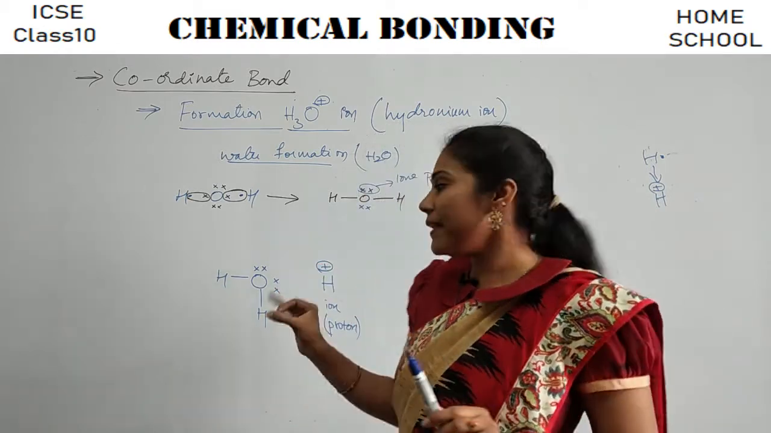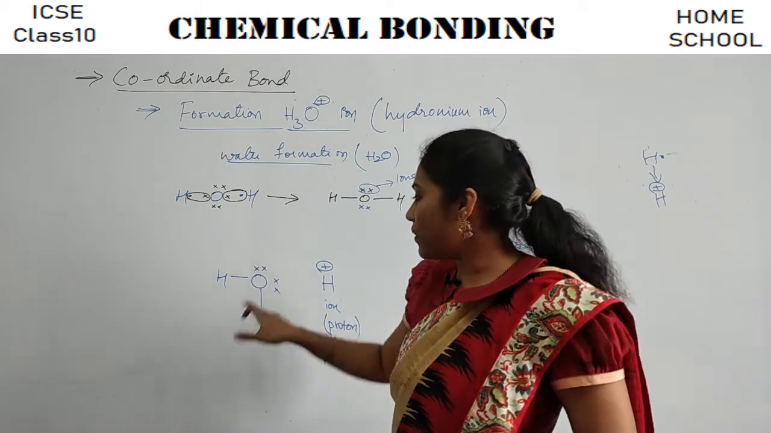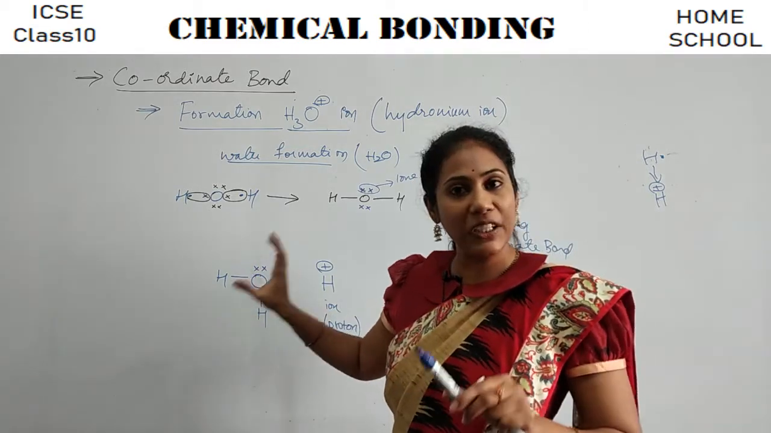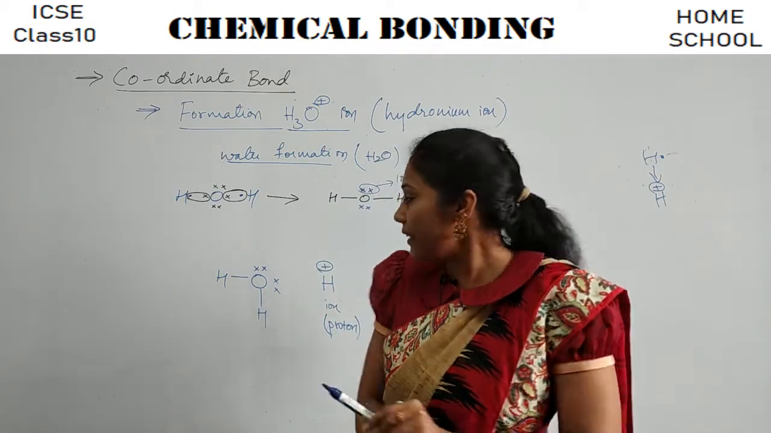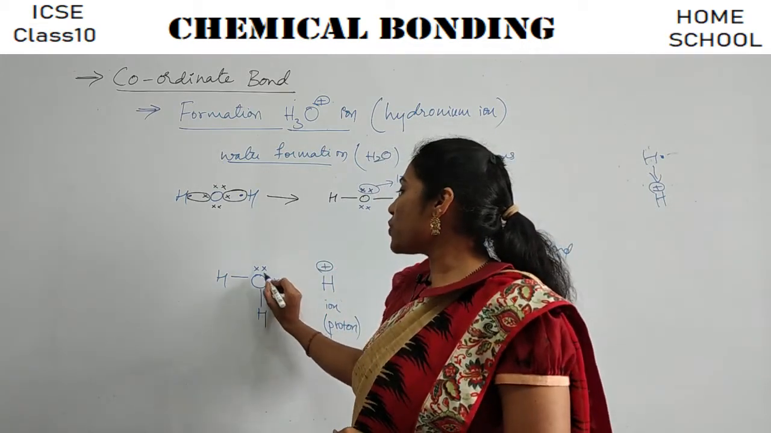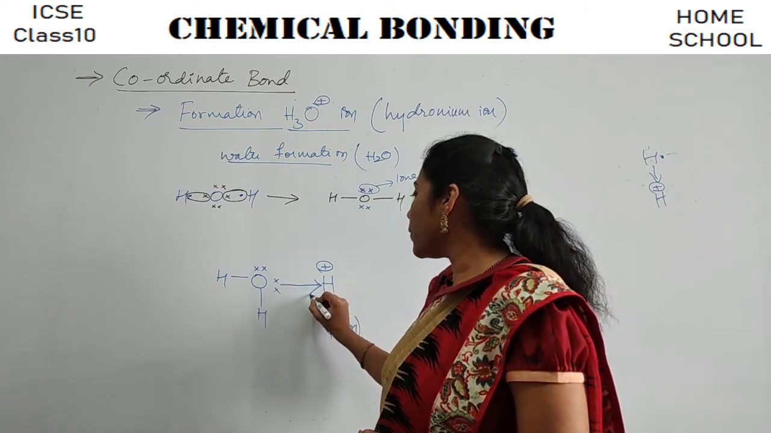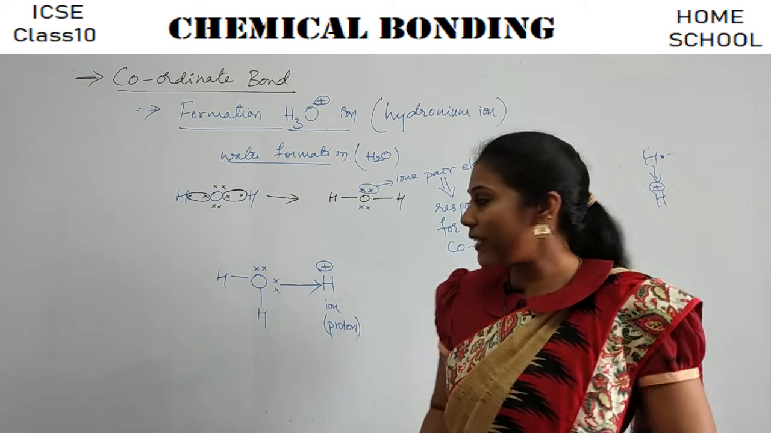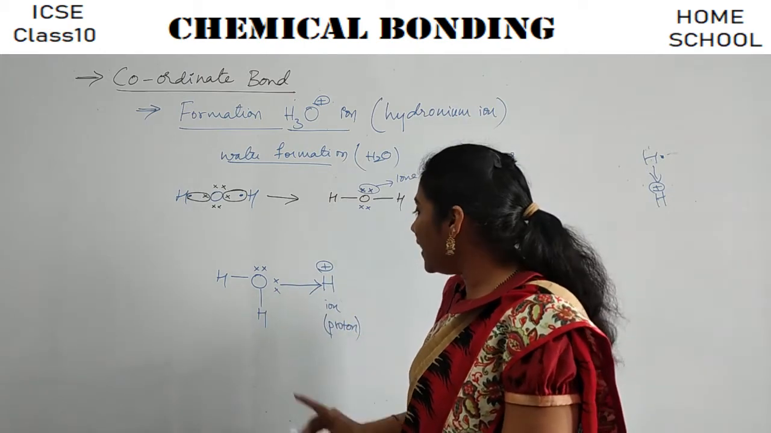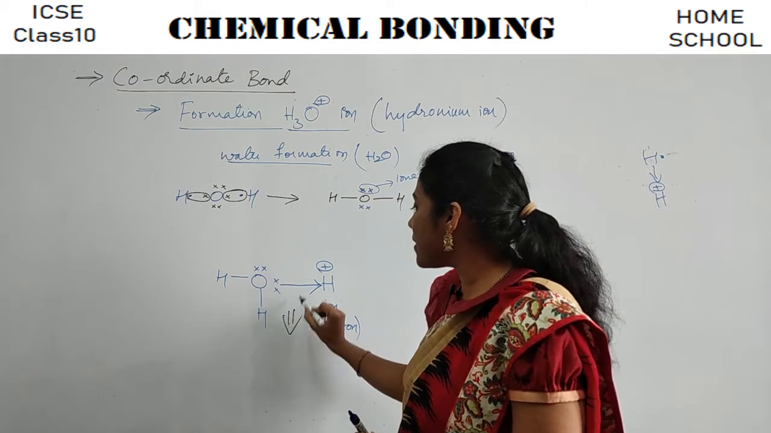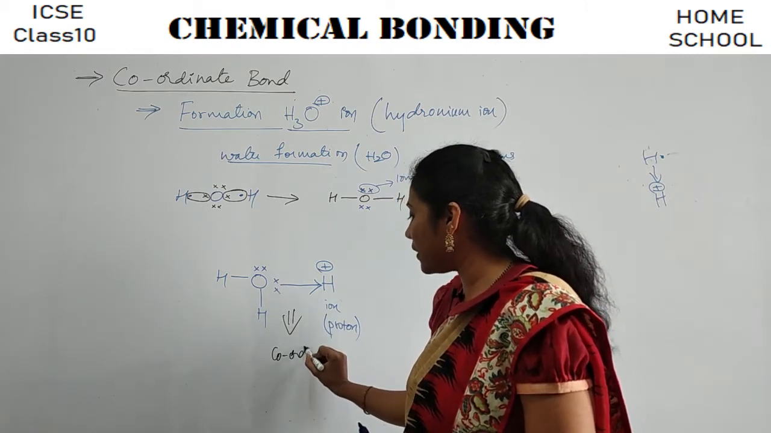So what happens here is, water has a very rich source because it has 2 extra pairs of electrons. We call them lone pairs of electrons, isn't it? So among the 2 extra pairs, 1 pair of electrons is donated to H plus. This is not what we call covalent bonding. This is what we call coordinate bonding.